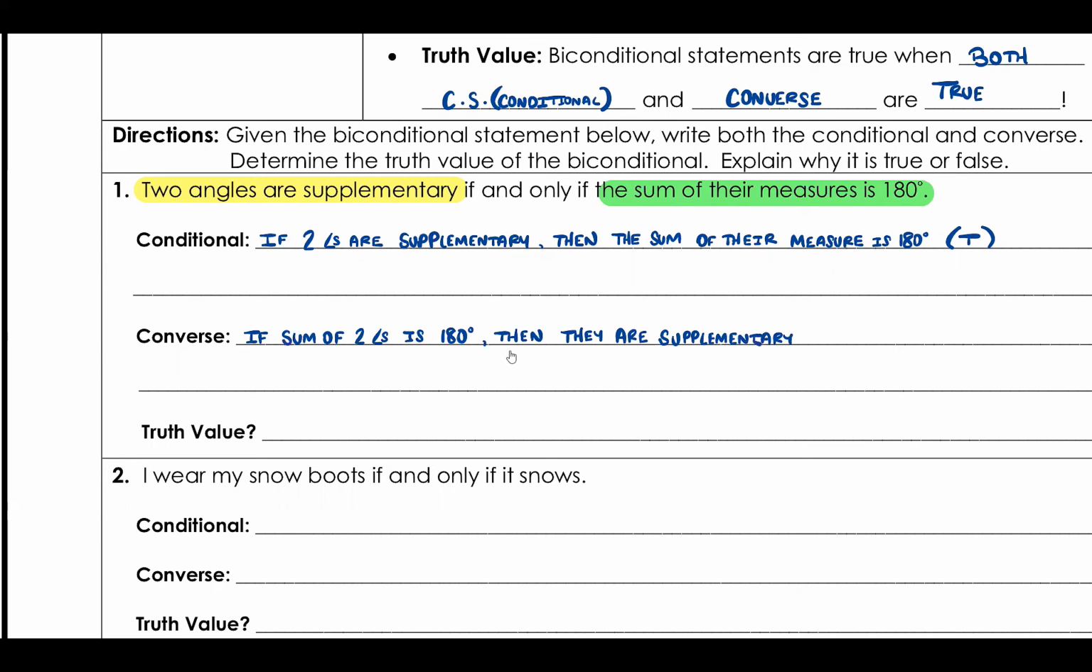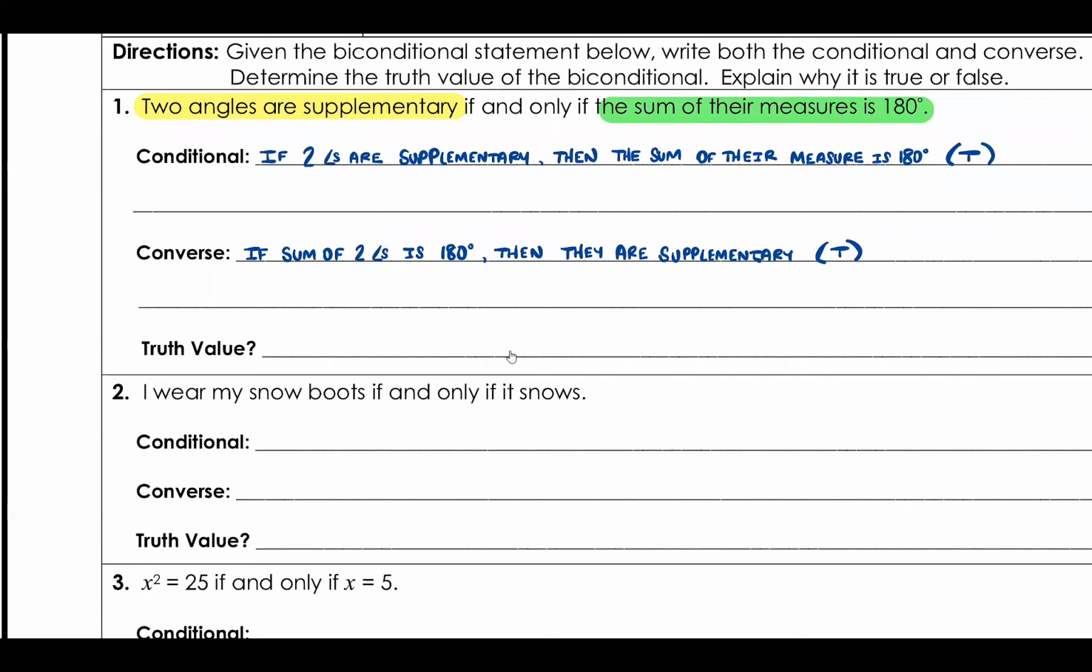Is that a true statement? If the sum of two angles is 180, then they are supplementary. Is that true or false? It's true. So is our biconditional statement true? Yeah, it is, because why? Both our conditional and converse are true.